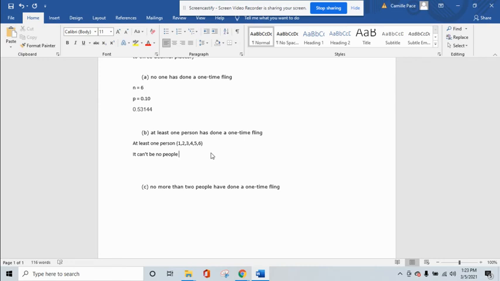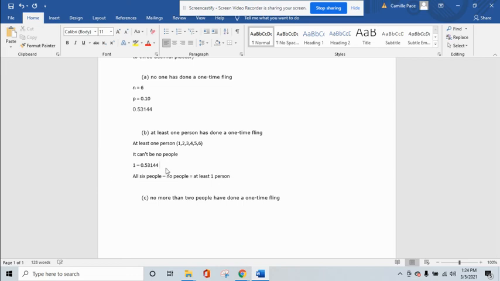Because if I say at least one person, that means it has to be greater than no people. So all I do for this problem is 1 minus 0.53144, which I did up here. Because remember, this is the probability nobody has done it. So remember, this is all 6 people minus no people equals at least one person. That's what it's doing.